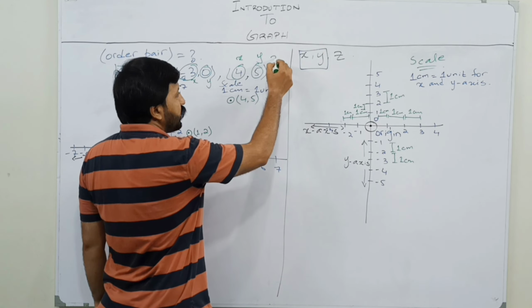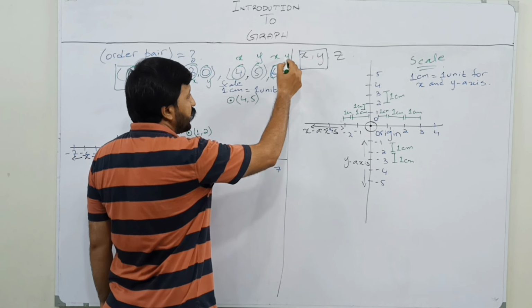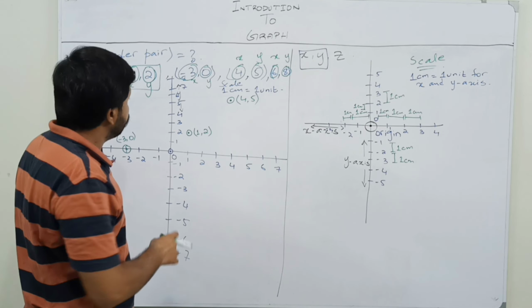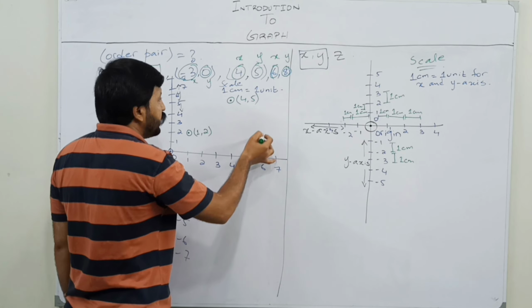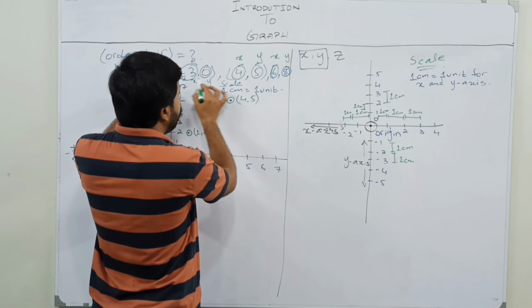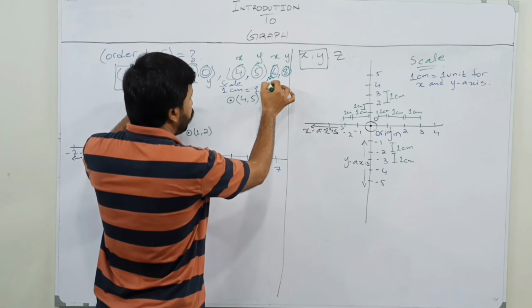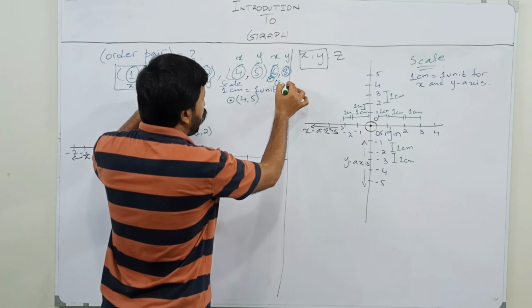And now I have to plot the point (6, 8). Again, this is for the x and this is for the y. Now 6 is here. If I go up from this point, 7 is here and 8 will be somewhere here. So (6, 8).